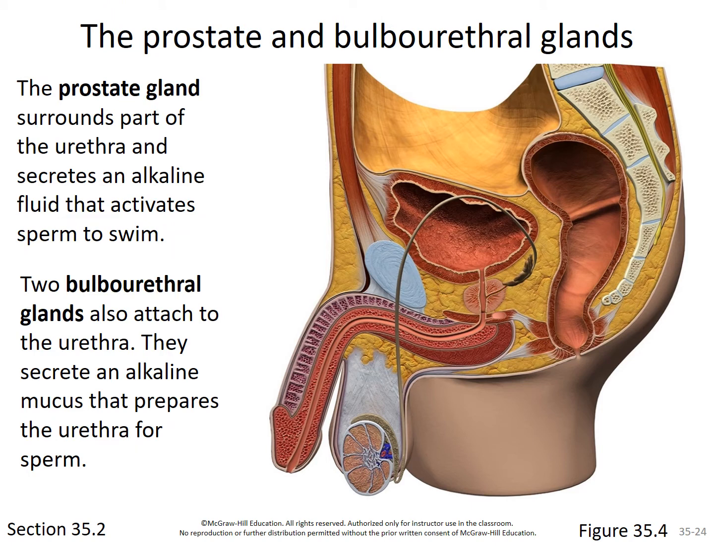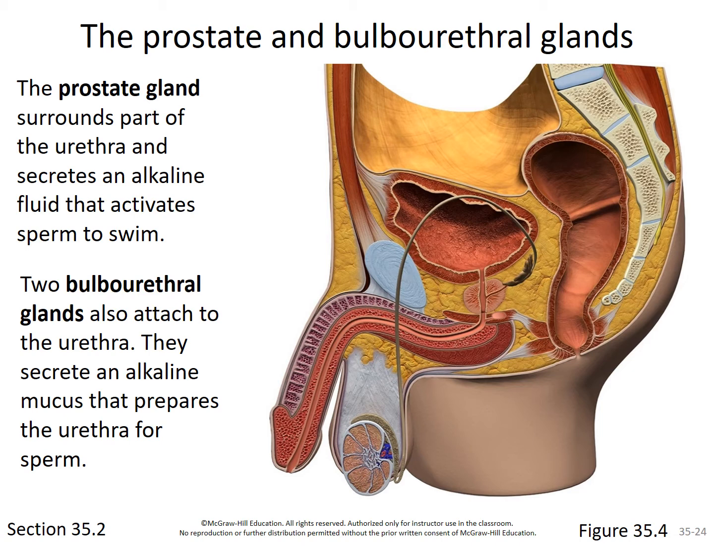The prostate gland surrounds part of the urethra, and it's highlighted there, and this secretes an alkaline fluid that will actually activate sperm to help them swim. This is the bulbourethral gland, and they secrete an alkaline mucus that helps do two things. First of all, it will help prepare the urethra for sperm.